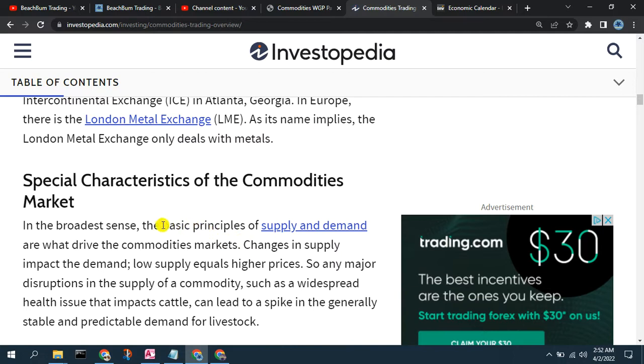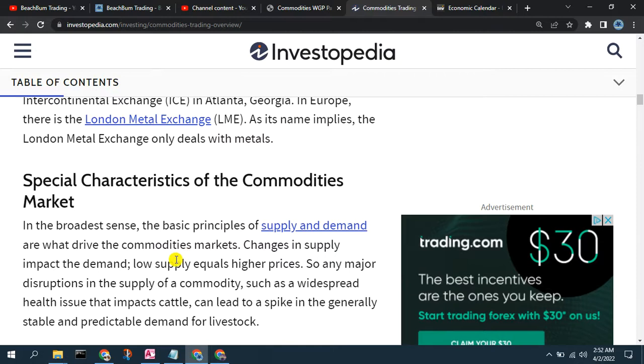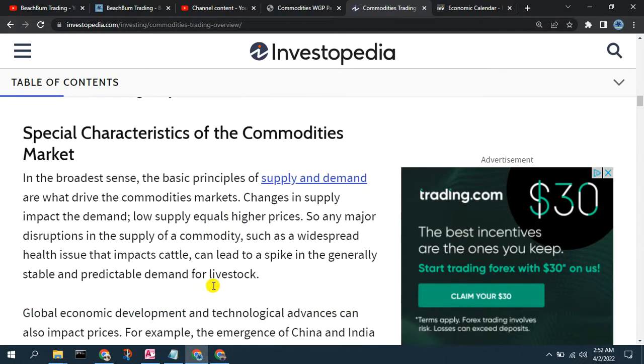And again, a main focus on commodity, and the way to think about it and making money is supply and demand. If the supply gets impacted, the price goes up. If the demand increases, the price goes up. If the supply increases, the price goes down. If the demand decreases, the price goes down. So it's very supply-demand driven.